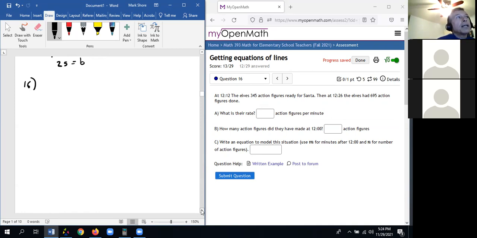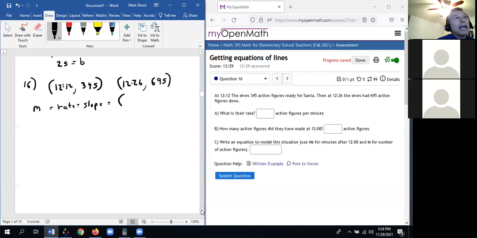So on 16, just keeping track, at 12:12 there's 345 action figures ready. Then at 12:26, there were 695 action figures done. What's the rate? Okay, so the rate is the slope. Again, remember they use m for slope.